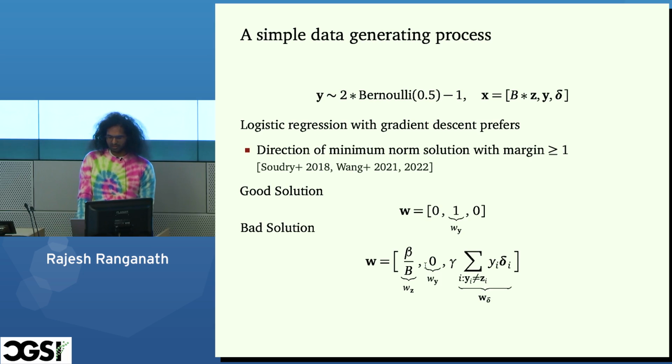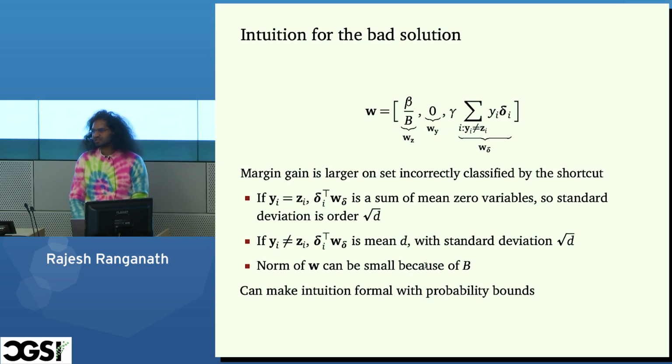To understand a little bit about how that works, I'm just going to say intuition. The math gets a little bit annoying. But for the examples where the label is equal to this shortcut, the weights that are constructed up here are going to look like the sum of a bunch of mean zero variables, and their standard deviation is going to be like square root of the dimension. For those in the group where I'll call the leftover group, where the shortcut or nuisance doesn't predict the label, you get something with mean on the order of the dimension with standard deviation root the dimension.